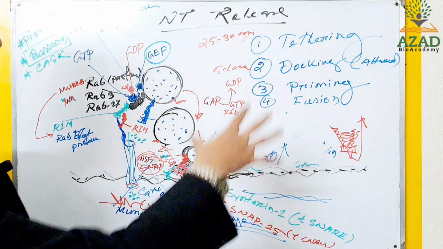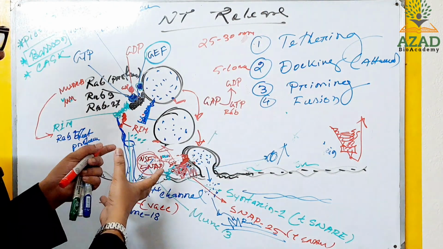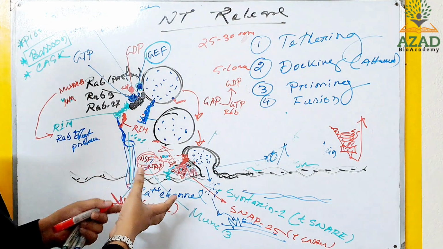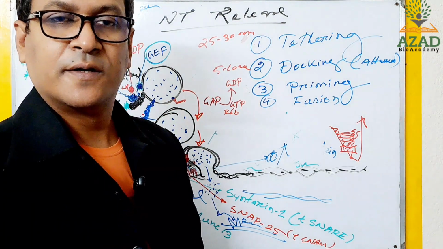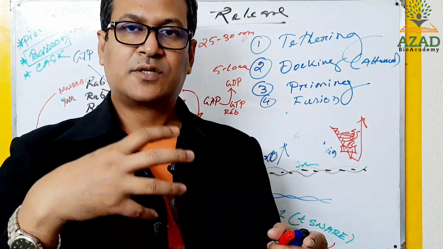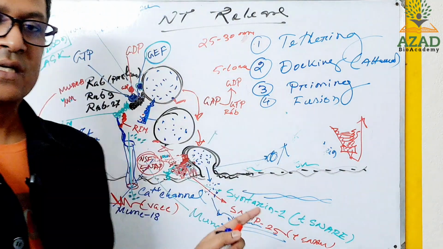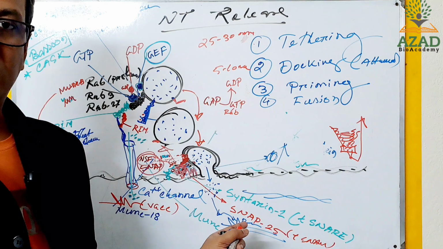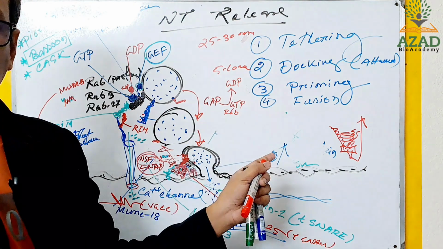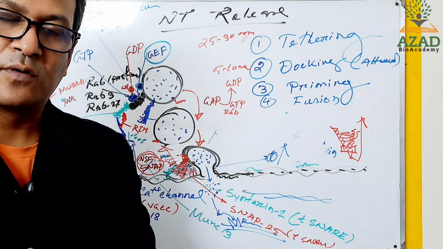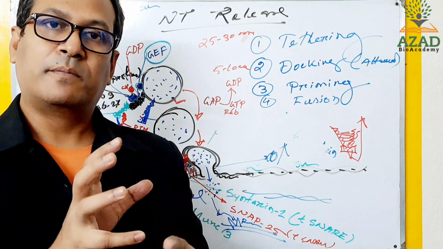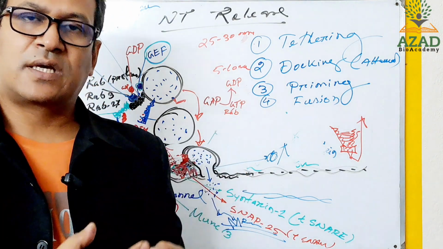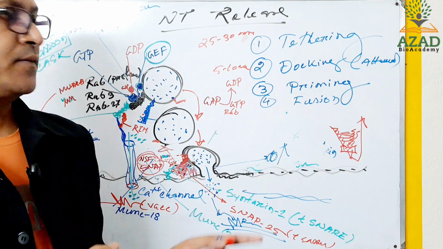So here action potential is very important, voltage gated calcium channel is very important, and finally snare proteins. So snare proteins, v-SNARE and t-SNARE. This t-SNARE means target SNARE, that is syntaxin and SNAP25. v-SNARE means synaptobrevin. They will make a bond to each other, that is the snare complex. This is the main complex for the fusion.